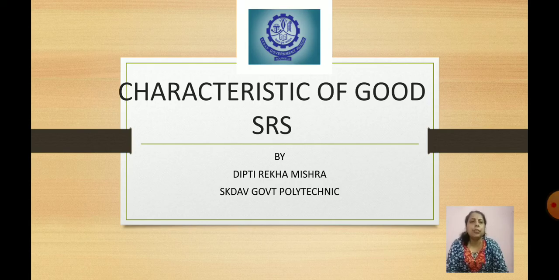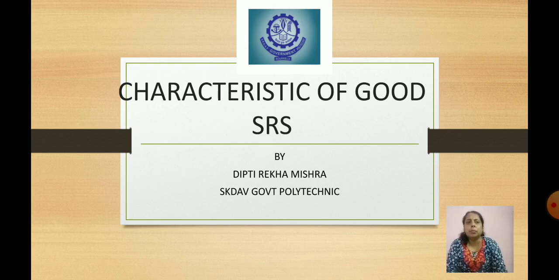In this session, I will discuss the characteristics of a good SRS document. In the previous session, I discussed the SRS document. An SRS document is a document in which the system analyst writes down all the requirements they gathered from the customer, and after approval of the SRS document, the programmer builds the software product according to the SRS. So the SRS document is important for the customer and also for the development team.